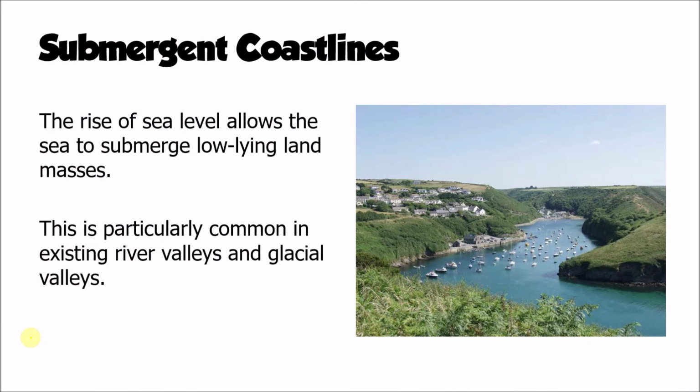Okay, so as the name suggests, submergent coastlines are caused or formed by the rise of the sea level, submerging or flooding low-lying land masses. So areas that were once quite close to sea level get flooded as the sea level rises. In particular, this has quite a profound effect on existing river valleys and existing glacial valleys, and as those valleys get flooded, they almost become new landforms in their own right that we're going to have a little look through now at each of these sorts of examples.